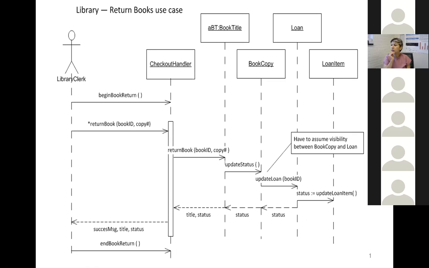So let's look at this one. This is returning books. And tell me where your data access layer objects will be. Do they do C, R, U, and or D? One minute for this.